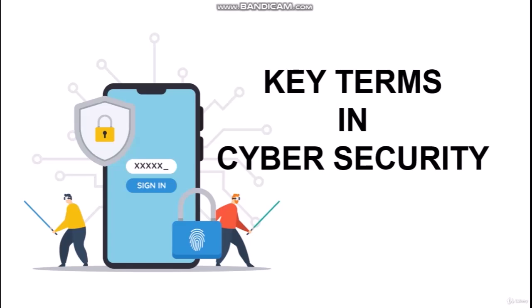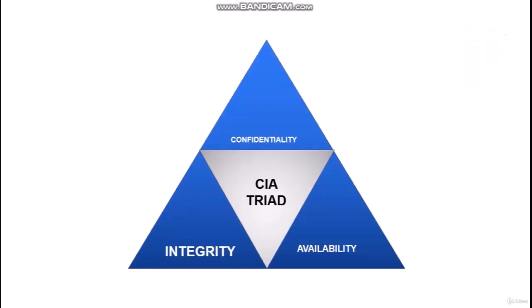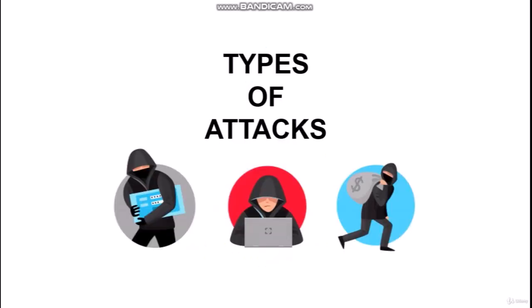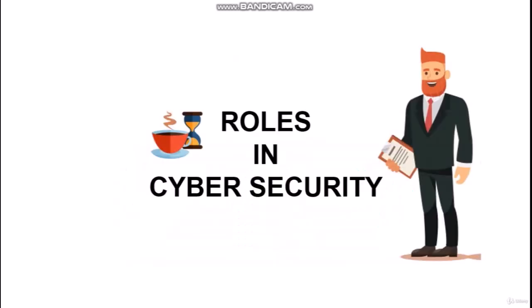In this section, we are going to cover the key terms in cybersecurity. You will need to know the key terms so that you can speak the language of the cyber world. Next come the elements of information security, where we are going to cover the most important one, the CIA Triad. Then come the types of attacks, which are passive attack and active attack. In the end, I am going to cover the roles in cybersecurity.